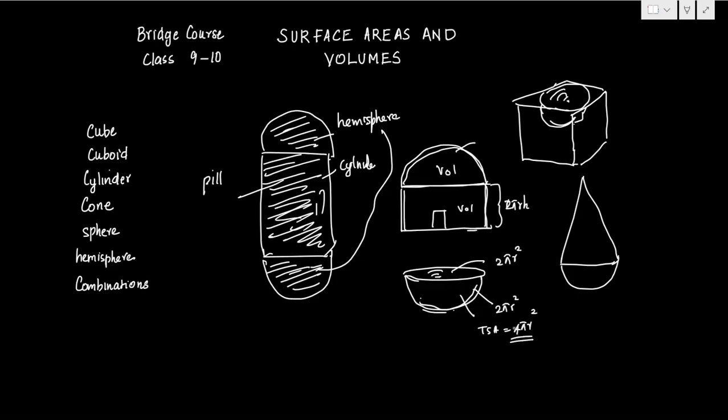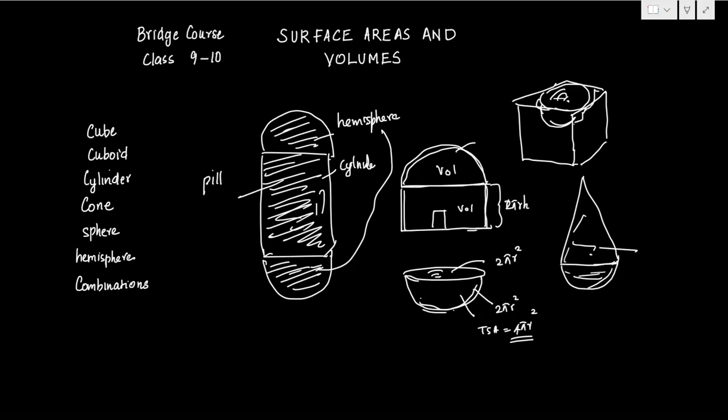So here you have a cone that is mounted on a hemisphere. So the volumes are easy. The surface area is also not that difficult. You get the surface area of the cone, and you find the outside surface area of the hemisphere. You add them together.